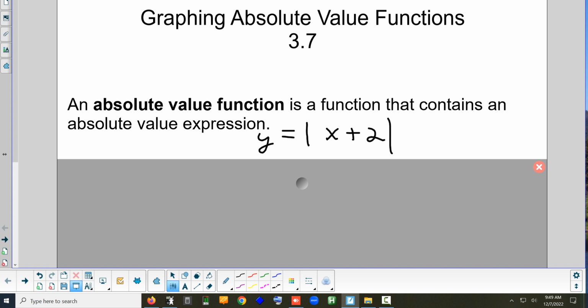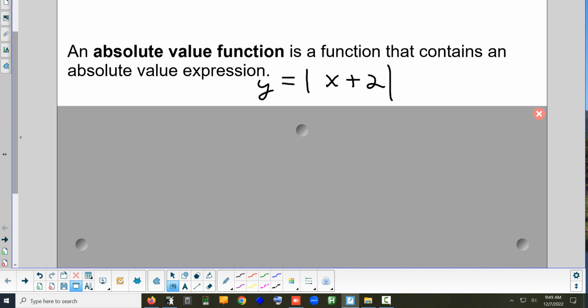Yeah? Horizontal shift left. Yep, exactly. And that's exactly what this plus 2 would do. It would shift the graph left 2. So all the transformations that we learned in the last section are going to work exactly the same in this one. There's no difference.